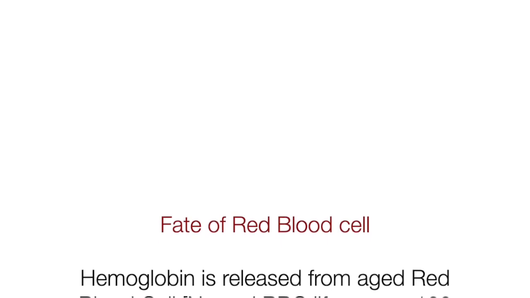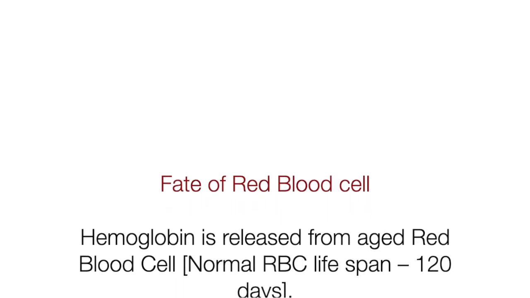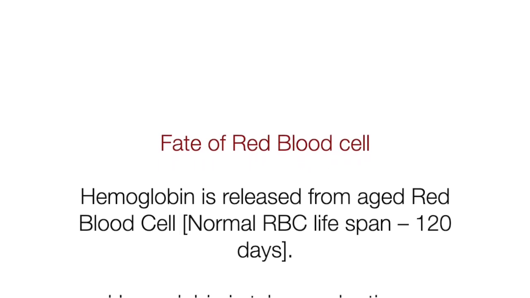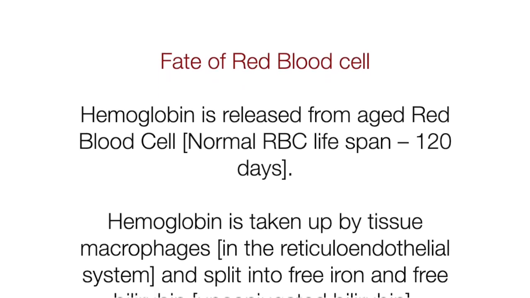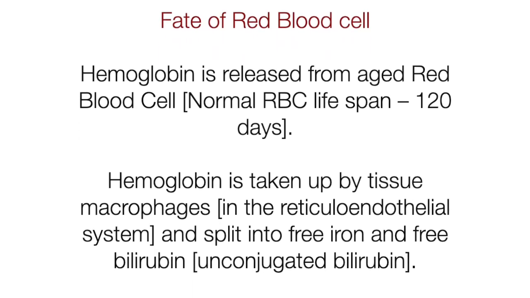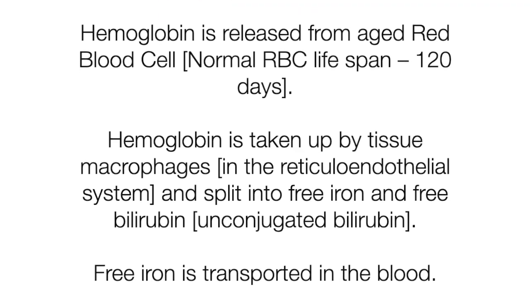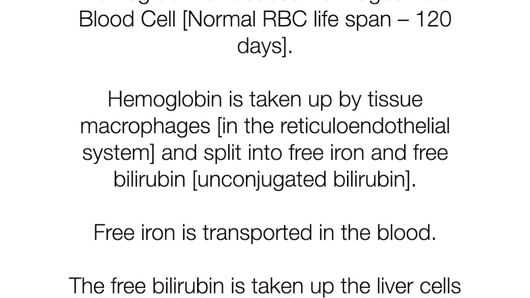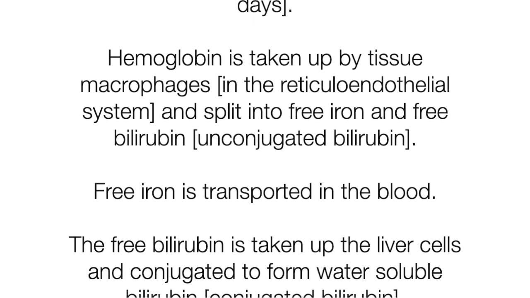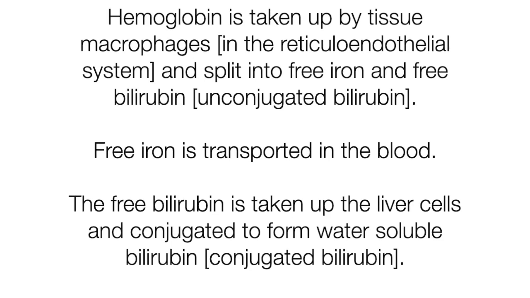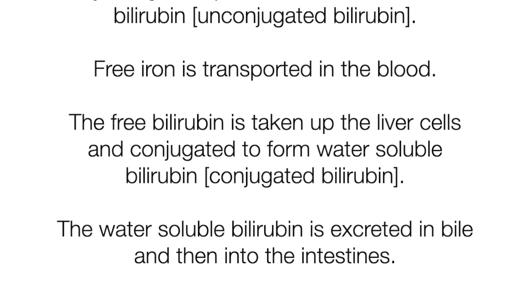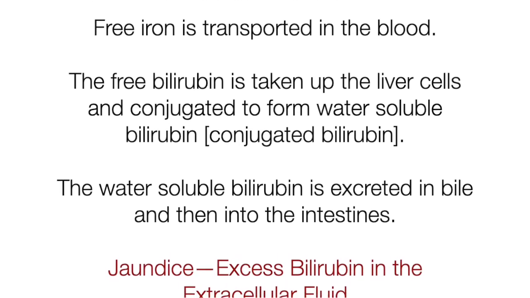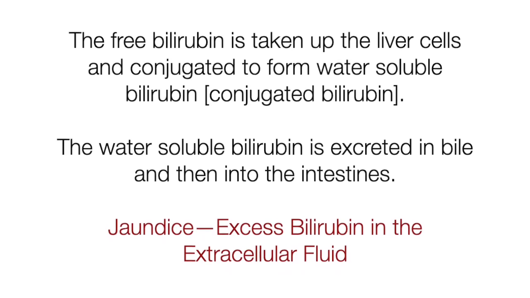Fate of red blood cell. Hemoglobin is released from aged red blood cell. Normal RBC lifespan is 120 days. Hemoglobin is taken up by tissue macrophages in the reticuloendothelial system and split into free iron and free bilirubin, that is unconjugated bilirubin. Free iron is transported in the blood. The free bilirubin is taken up by the liver cells and conjugated to form water-soluble bilirubin, that is conjugated bilirubin. The water-soluble bilirubin is excreted in bile and then into the intestines.